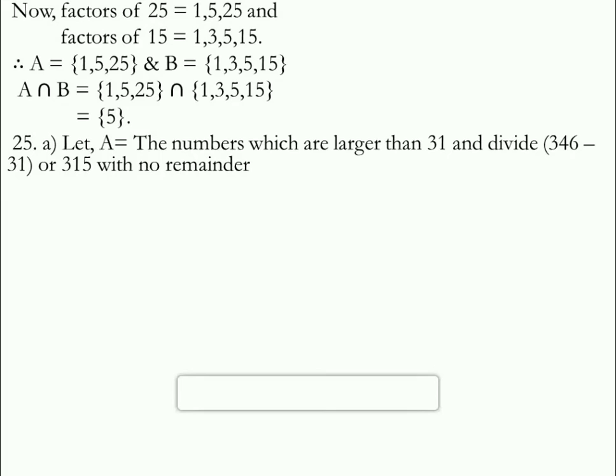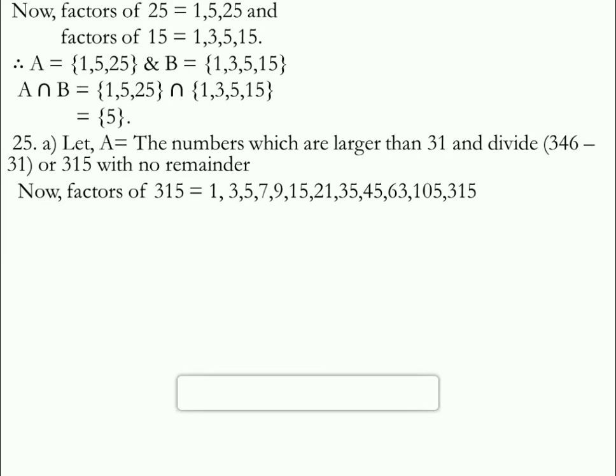So that's why we have to find 346 minus 31, that is 315. The numbers which are factors of 315 always have a remainder of 31 when dividing 346. So A is the set of numbers which are larger than 31 and factors of 315.